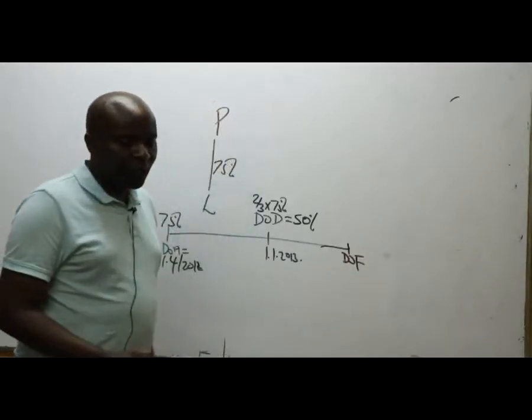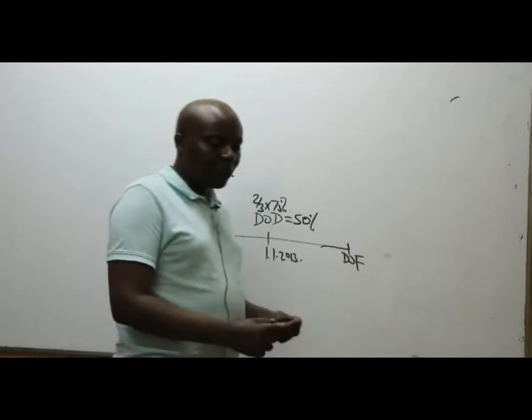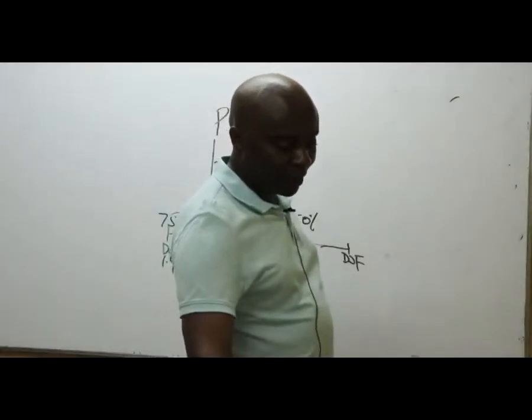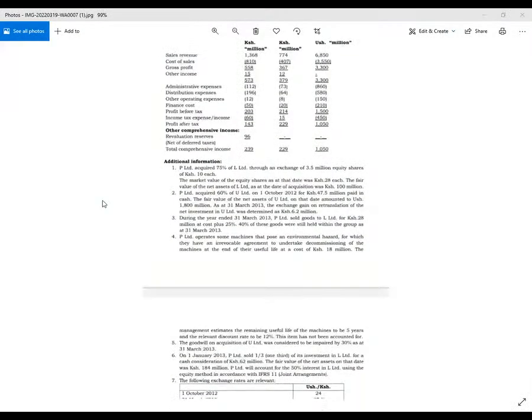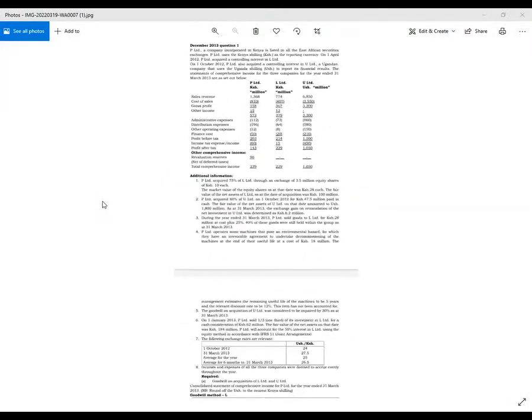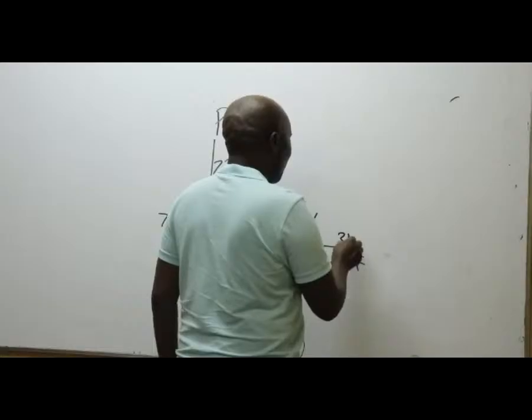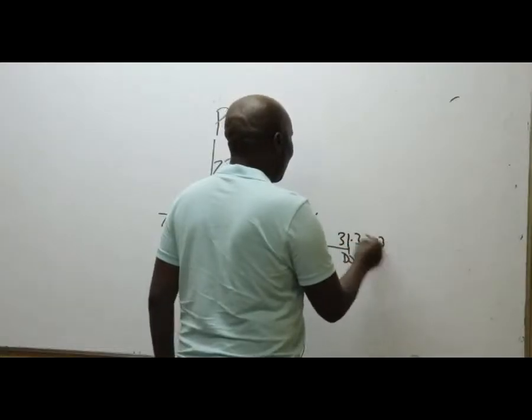And then lastly, we have what we call the date of the financial statements. The date has been provided for the financial statements. We are told it's here: 31st March 2013.